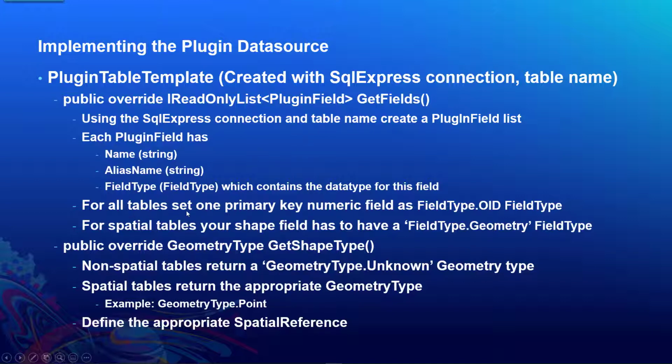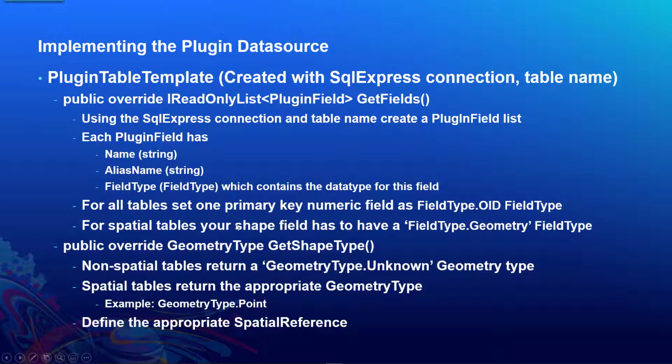So all tables have to set one primary key numeric field as a type of field type.oid. That's important because Pro requires that there is an object ID field, OID field, that uniquely identifies each row. So we have that, and we return that as one of the fields. If you don't have it, you have to create one.